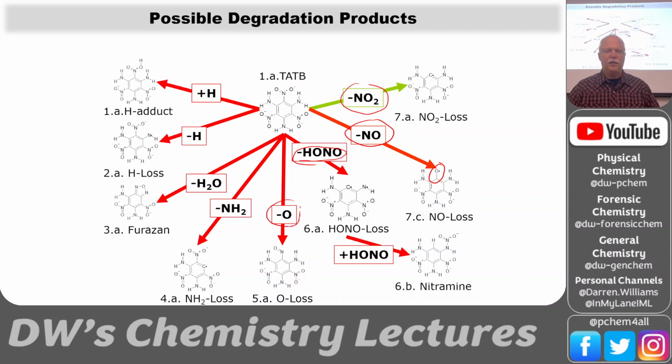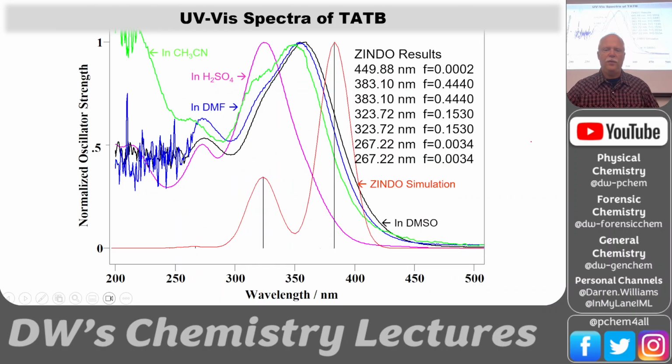We might have just lost an oxygen and have a nitroso group. We could have lost an amine. We could have lost water and made this furazan ring. We could lose a hydrogen maybe. Maybe we could gain a hydrogen. So there's all these different possible routes, and I went through a bunch of them.